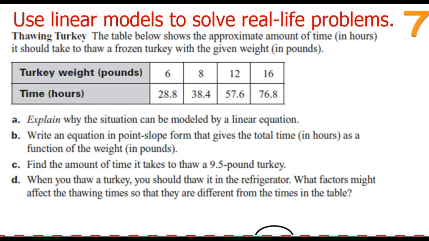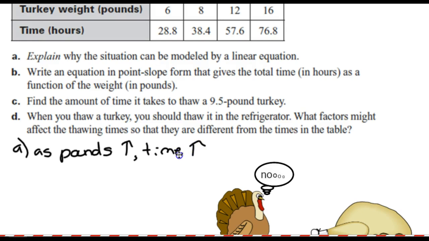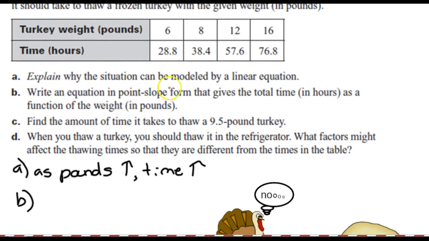A says explain why this situation can be modeled by a linear equation. Well, as the pounds go up, the time it thaws goes up. So this could be a linear equation. B, we need to find an equation in point-slope form that gives the total time in hours as a function of the weight in pounds. Well, what we need in our point-slope form is a point and a slope.